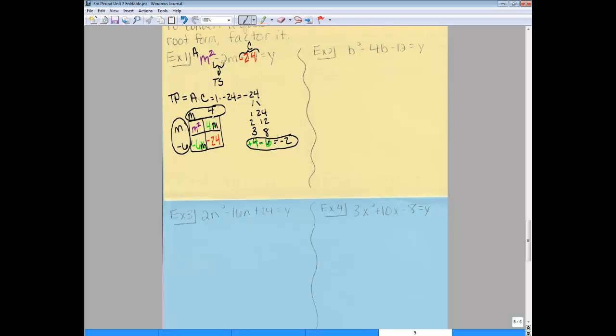So whenever we write our equation, it will now be y equals, and then these two factors are what we're going to use. So m minus 6 and m plus 4. And we're done.